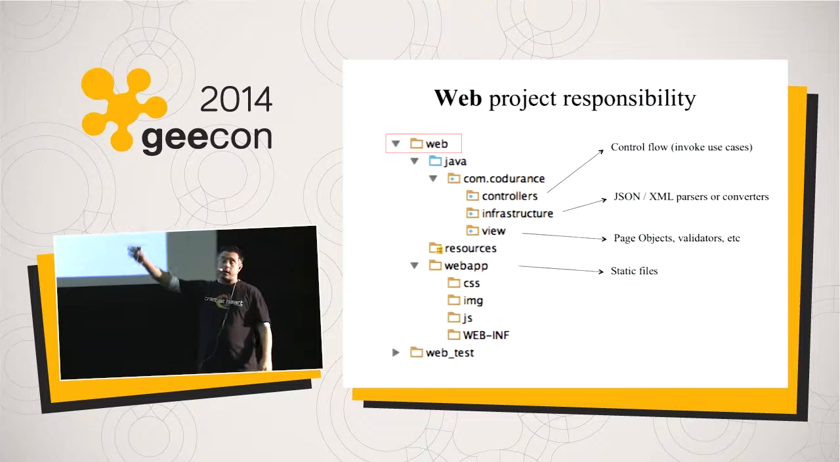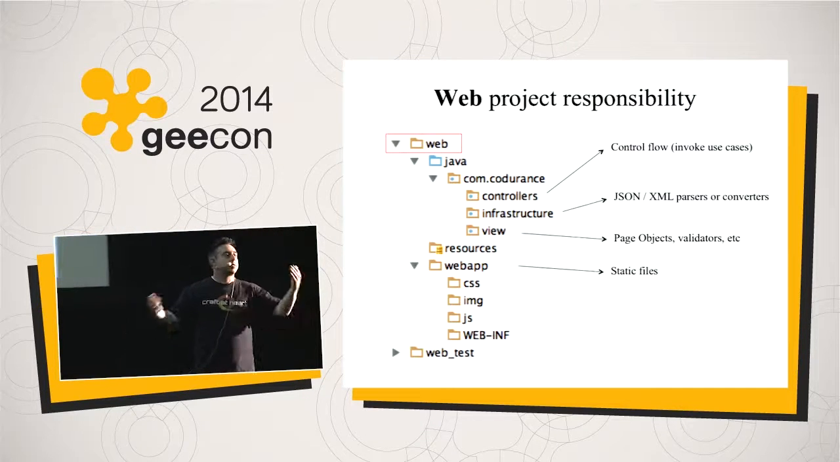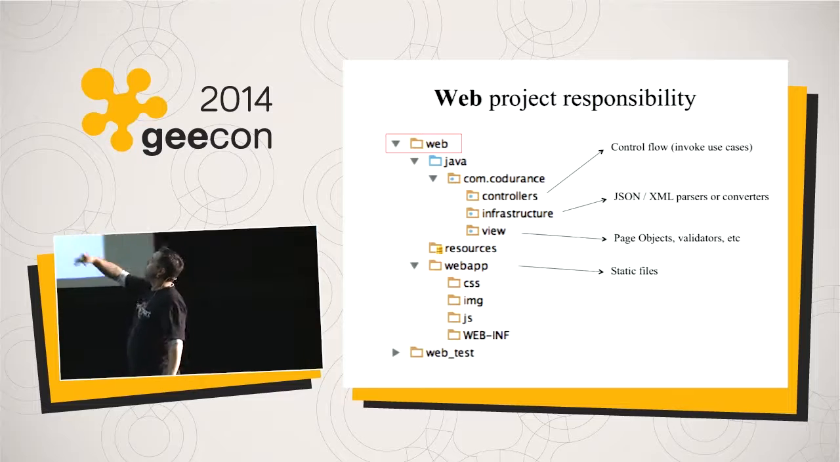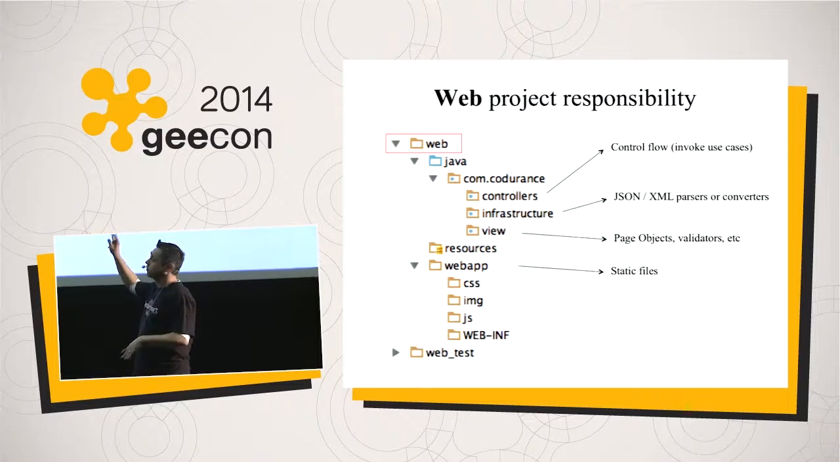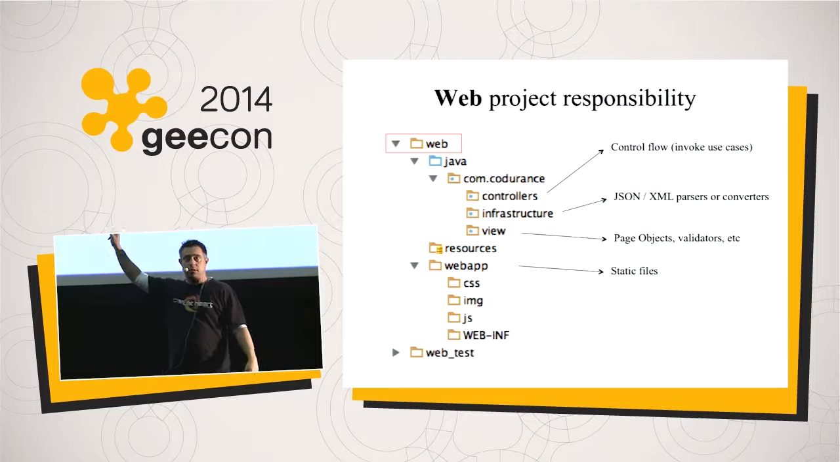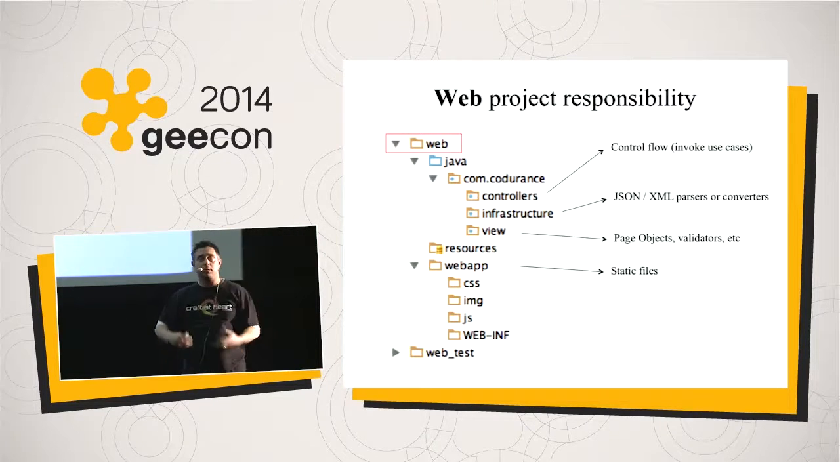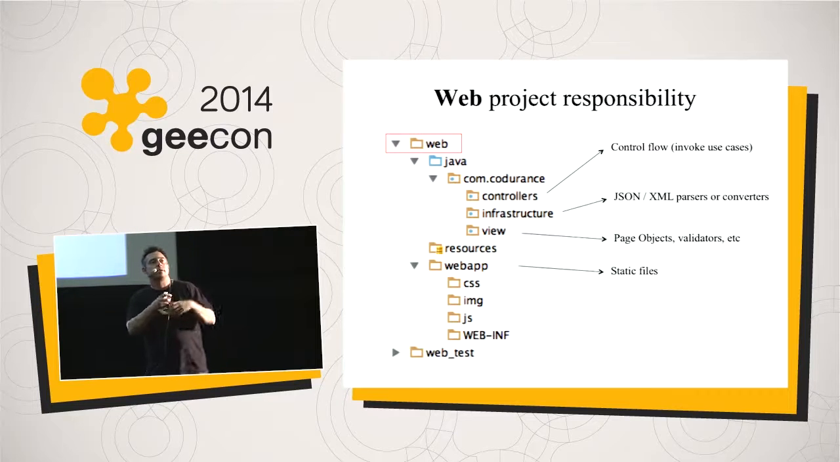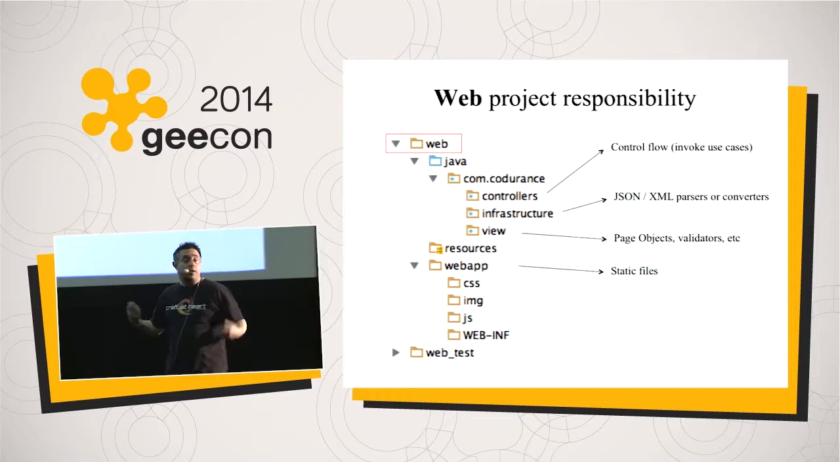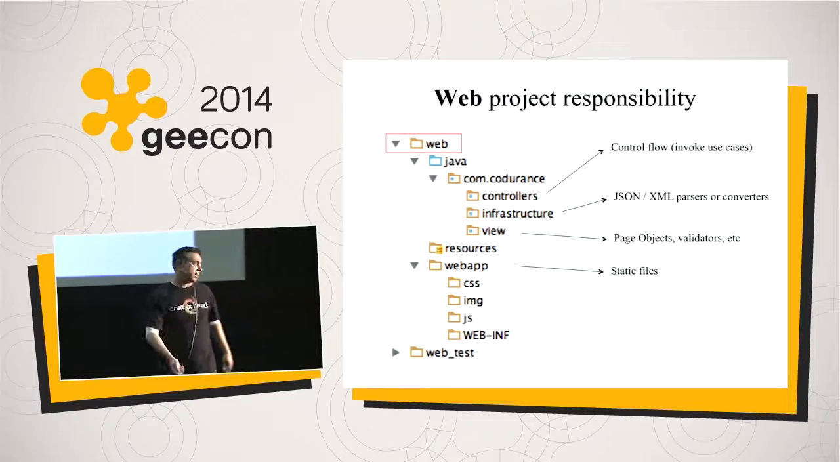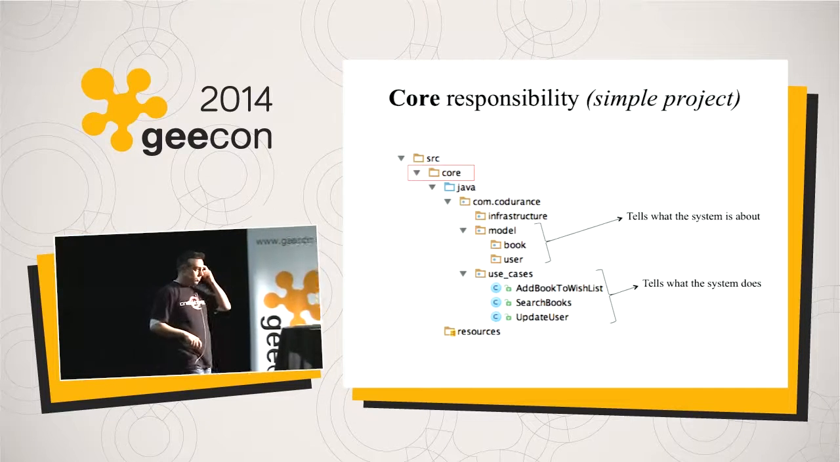So the infrastructure you can delegate, and that varies as well, depending on the type of applications you are working on, like my JSON, XML parsers, converters, all this kind of nonsense. It's all infrastructure stuff, right? I want you to isolate them. In the view, you can have your page objects, some concept of a representation of what your views are about. Some validators maybe, and then you have all your static stuff. So, right, core.